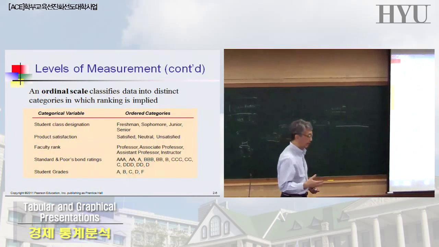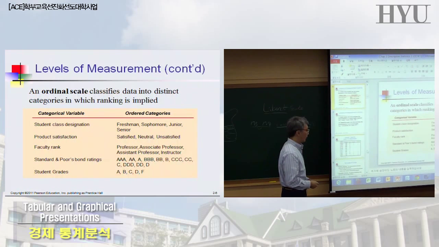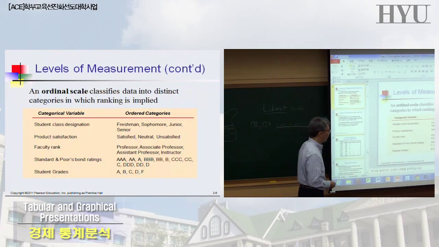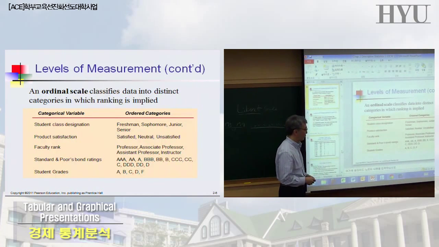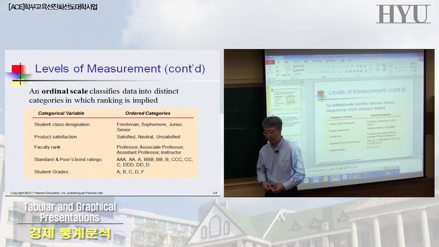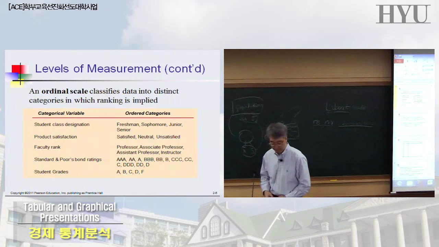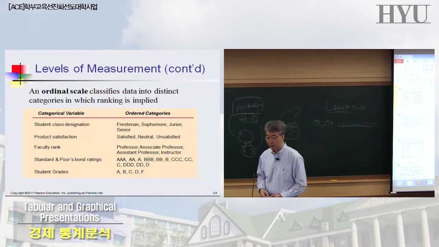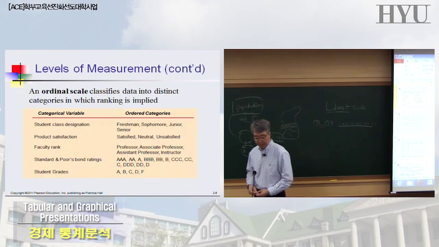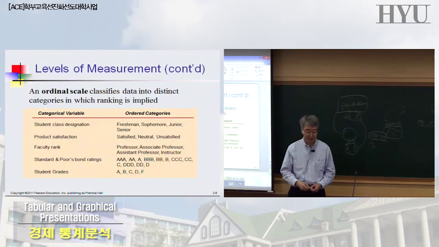So if you miss any payment on your bonds, you will be considered in default. Any rating C or below is considered junk bonds. A ratings and B ratings are considered investment grade. C rating or below are considered junk bonds. Junk bonds simply means these investments are risky. Student grades A, B, C, D, F. All these are examples of ordinal scale measurements.